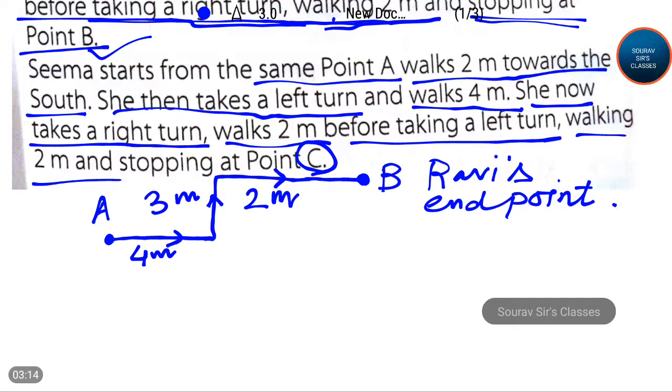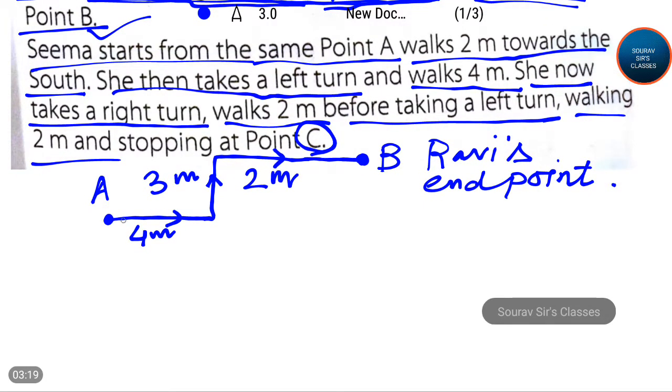Now, let's go to Seema. She starts from the same point, that is point A, and she walks for 2 meters towards the south. So, this is 2 meters, towards the south. She then takes a left turn from this point here and walks for 4 meters. So this is 4 meters.